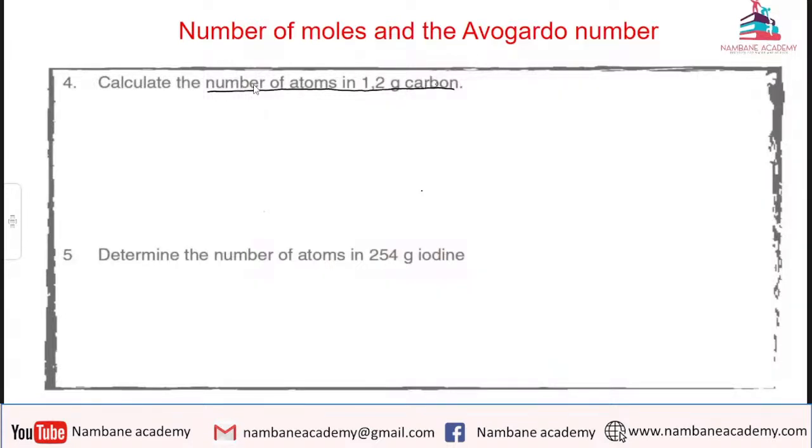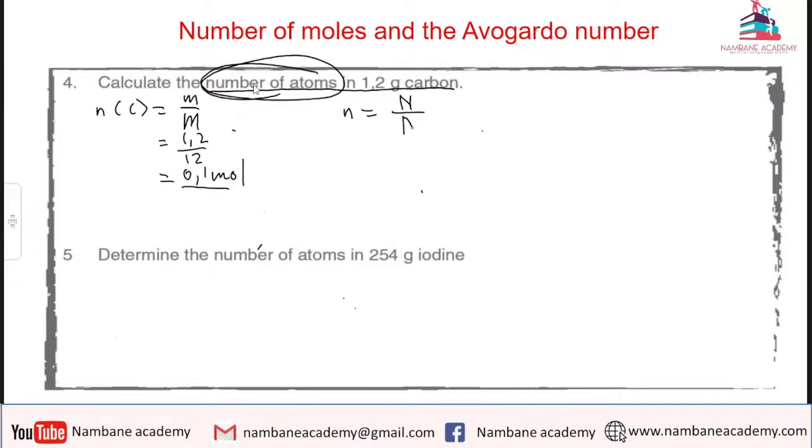And this will just be 12 divided by 12. And when I take my calculator, it's 12 divided by 12. This will give me something like 0.1 mole. The SI unit, very, very important. Then N is just equal to n times Na.